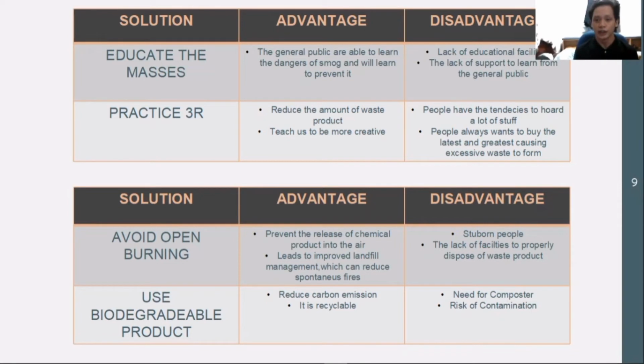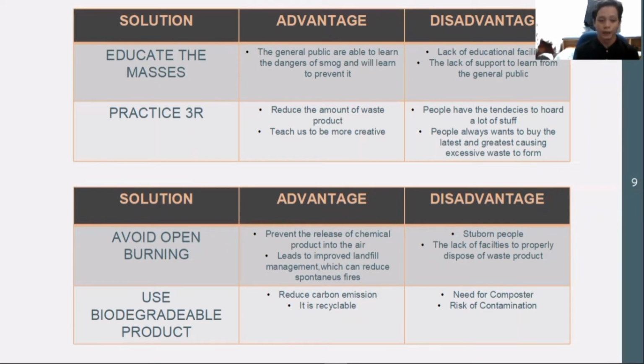The disadvantages of this are that there is a lack of educational facilities that teach this kind of thing to the public, and there's also a lack of support from the general public. Another solution that can be used is to practice the 3R method, which is to reduce, reuse, and recycle. This reduces the amount of waste product produced and also teaches us to be more creative with handling our waste product. The disadvantages of this are that people have the tendency to hoard a lot of stuff, as well as to buy the latest and greatest, causing excessive waste to form.